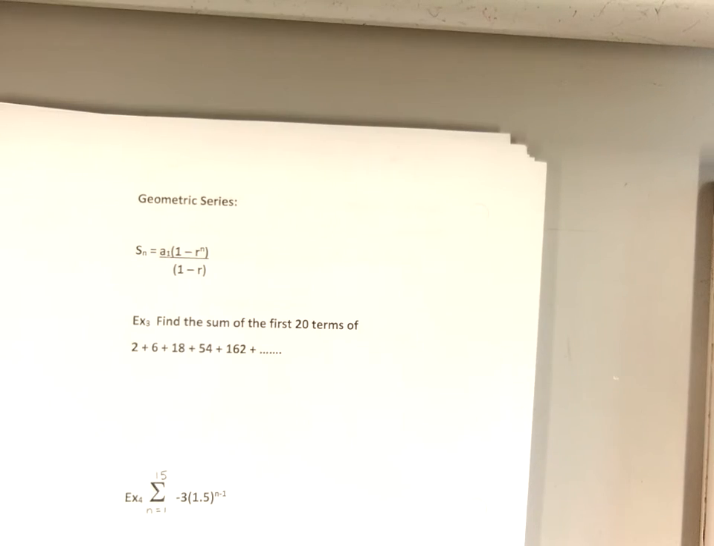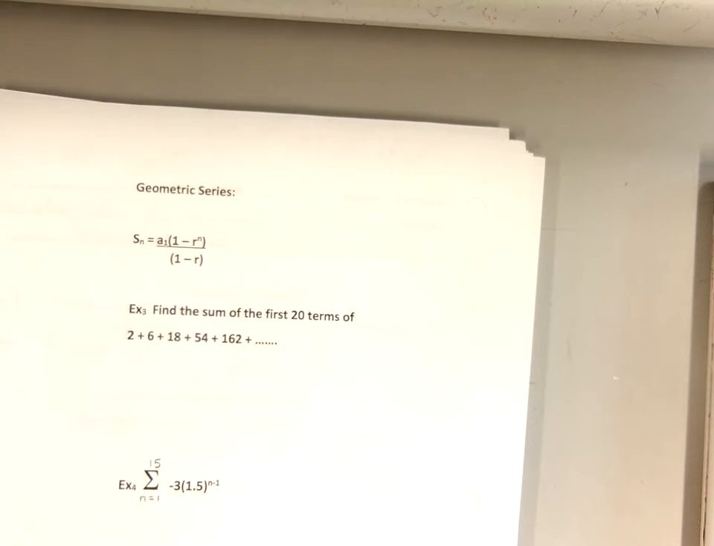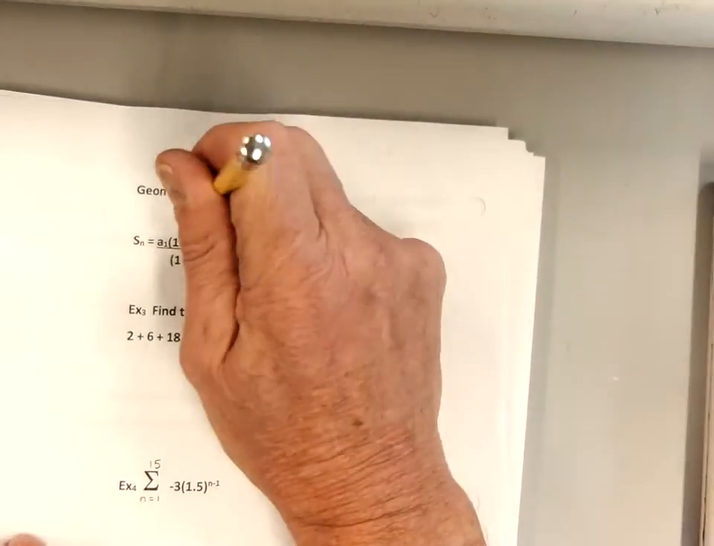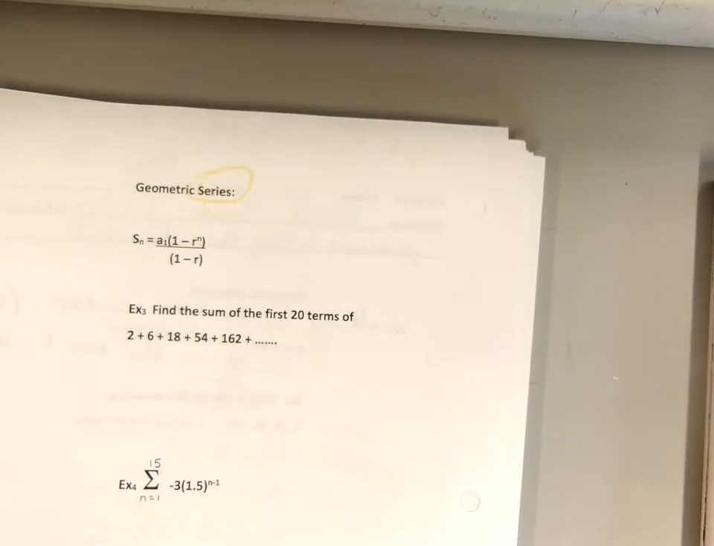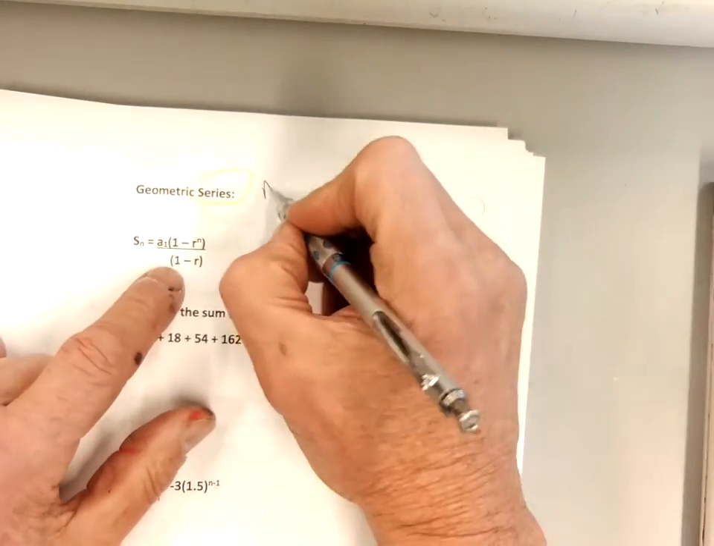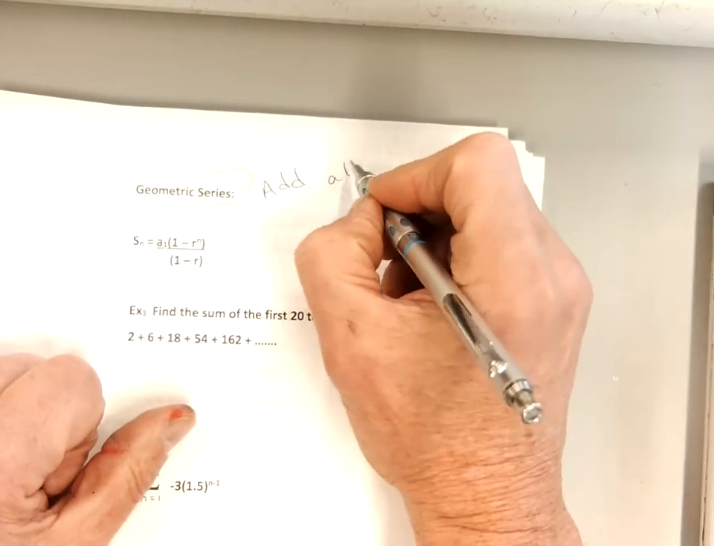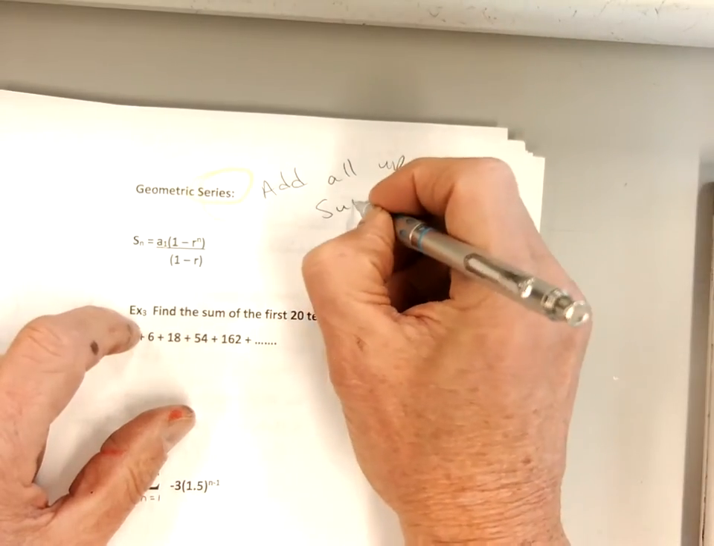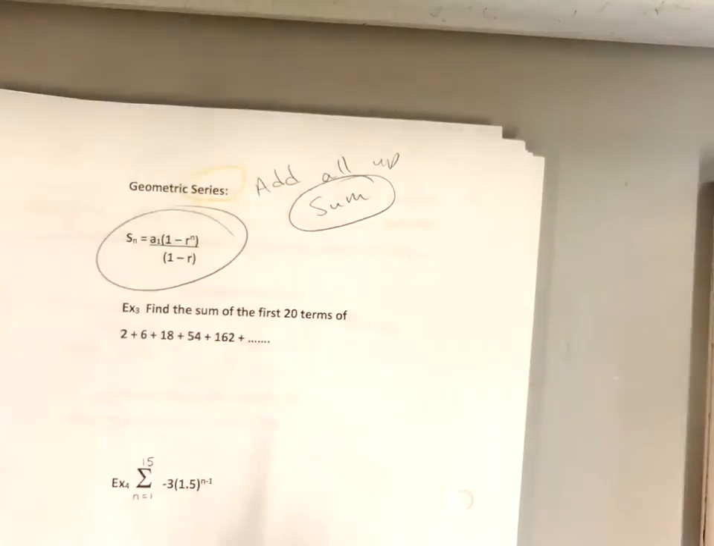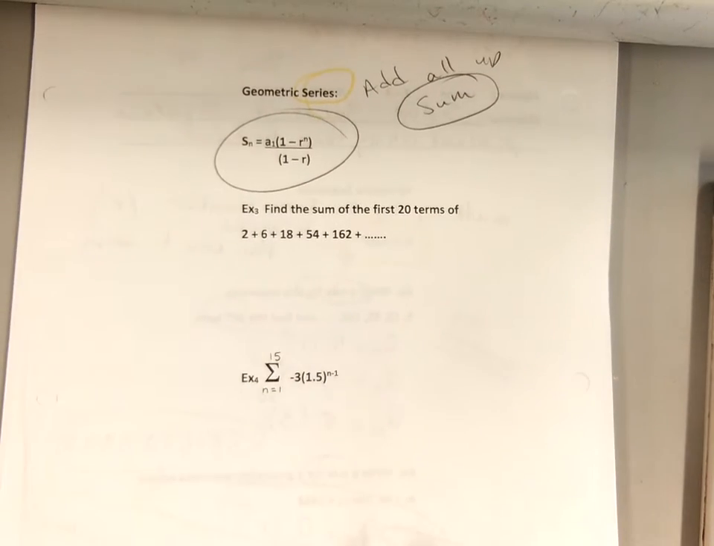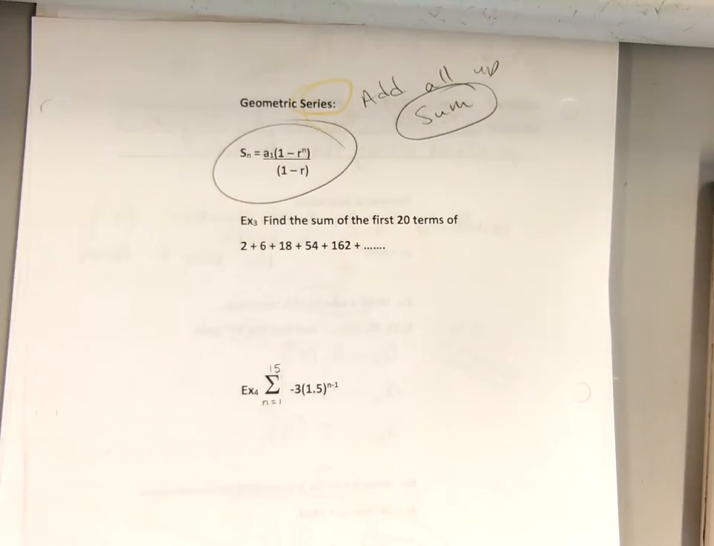All right, now, geometric series. Now, the word series means add them all up. Series means add all up, or sum. Get a formula. All right? So, example 3. You watching? Okay, you watching? Example 3, right?